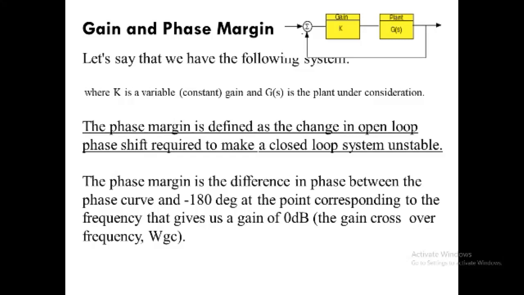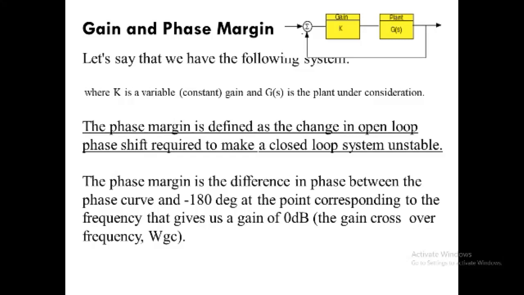The phase margin is the change in the open loop phase shift required to make a closed loop system unstable. The gain margin is defined as the change in the open loop gain required to make the system unstable. A system with a greater gain margin can withstand greater changes in the system parameters before becoming unstable in a closed loop.